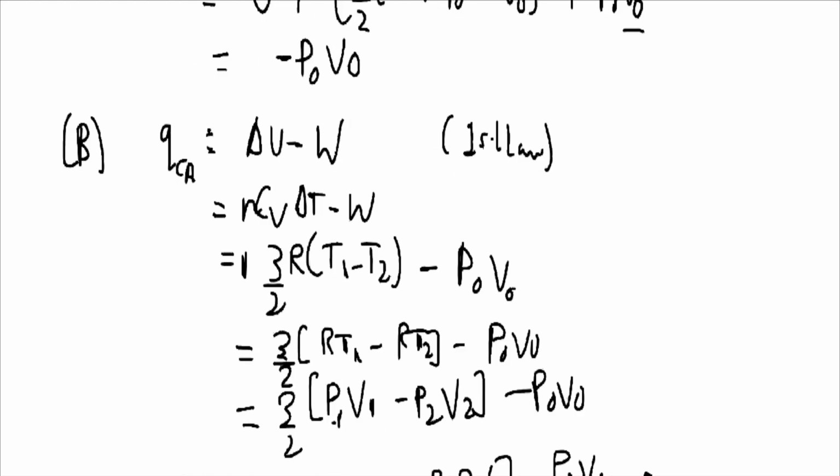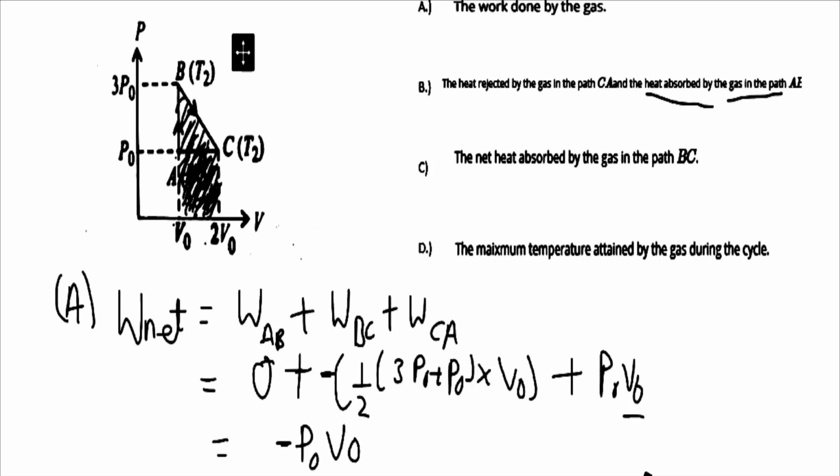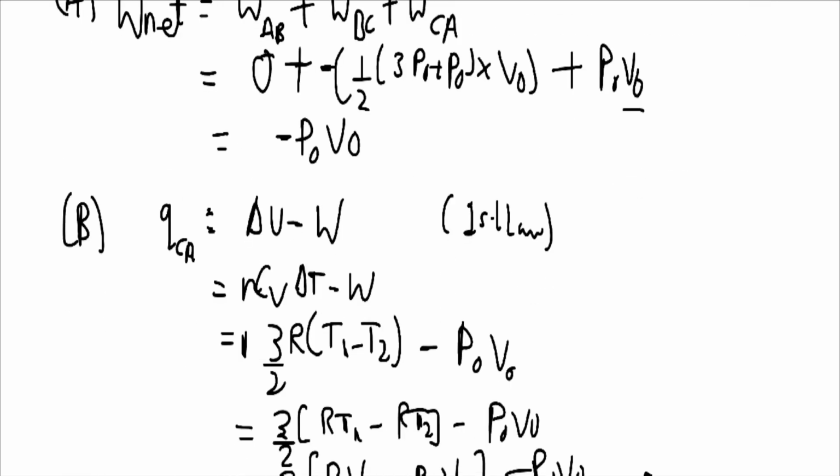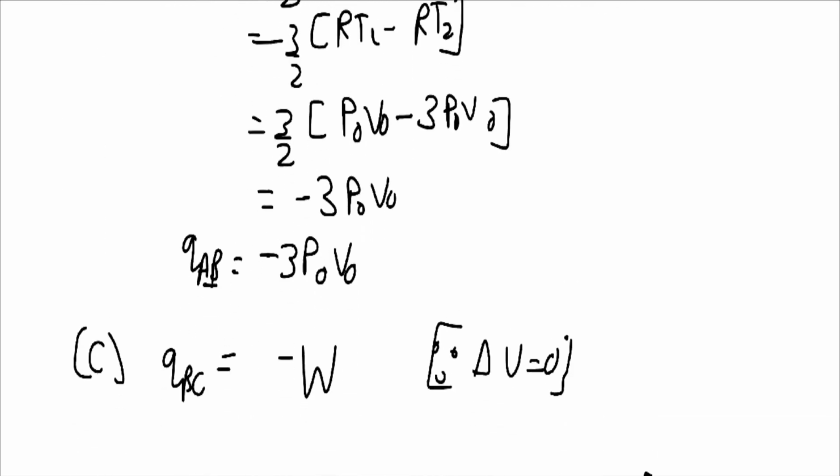And clearly when you move from B to C, the area under the curve will give you the work done, and we have already calculated the work done in path BC here, that is minus 2 P naught V naught. So if you put that here, minus minus becomes positive, QBC is 2 P naught V naught.